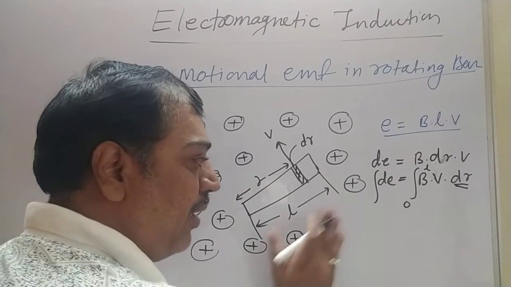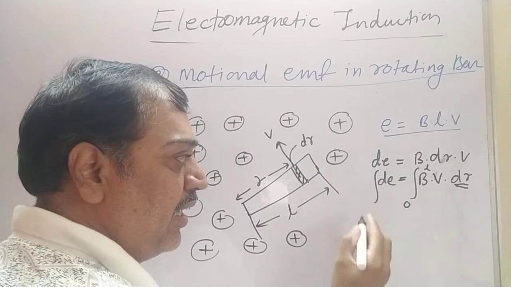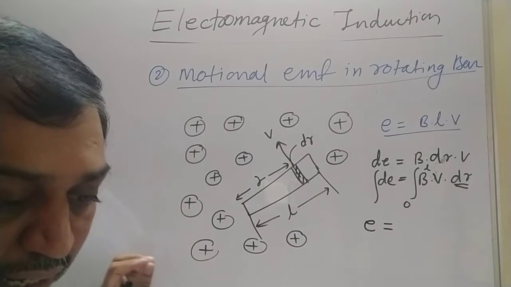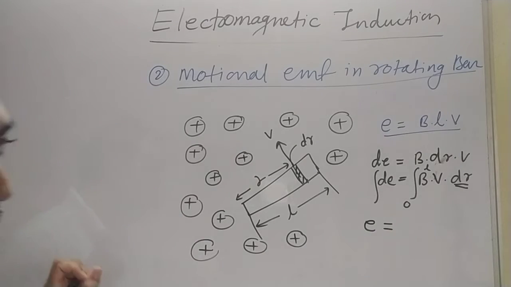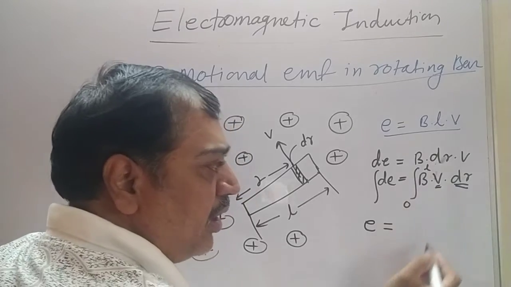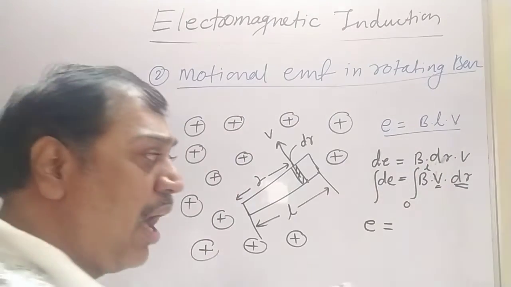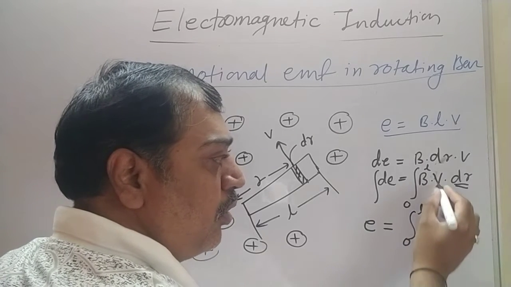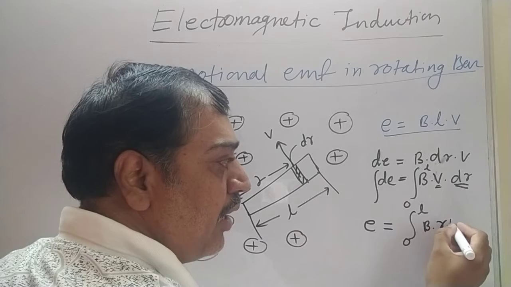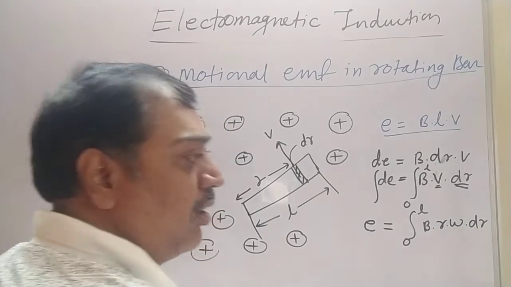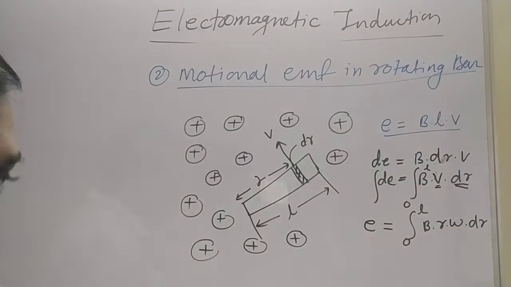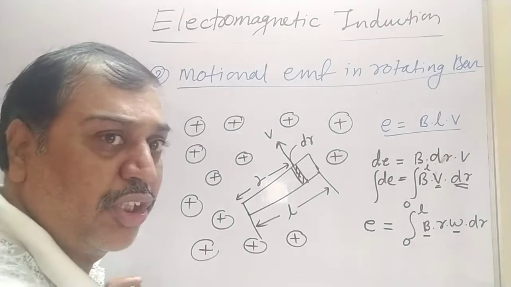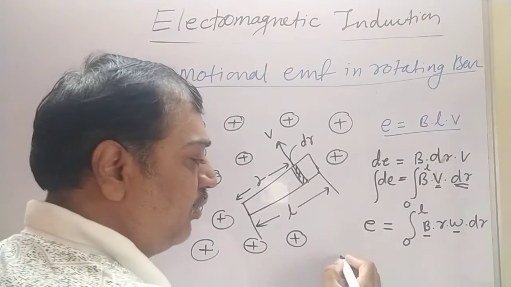I will write this below. The integration of dE gives E equal to B and V. Now what is V equal to? If you remember from rotational dynamics, V equals R omega. So we can write the integration from 0 to L of B into R omega into dr. In this case B and omega are constant, so take them outside of the integration.